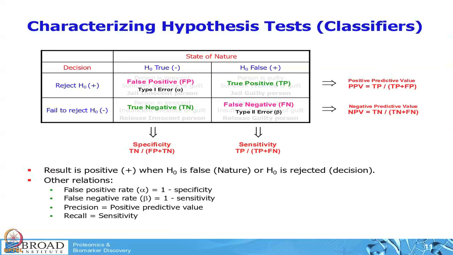So when you have actual samples, each of these cells will have numbers in them. So how many false positives did you have? I had 5. How many true positives? 50. How many true negatives? Some number. So based on the number of samples you have, each of these cells will be filled with some counts. And using those counts, you can calculate all these various characteristics of your test.